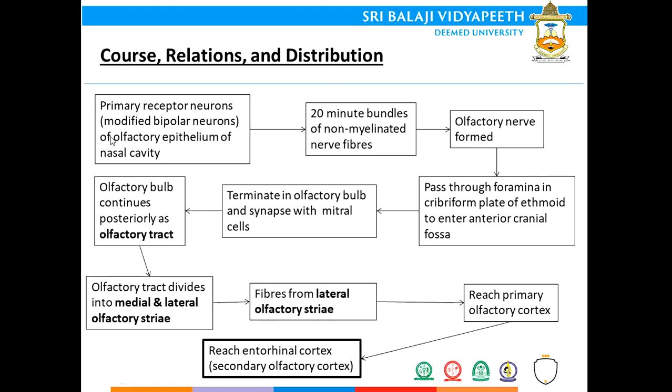olfactory nerve. Now you can see again, within the olfactory epithelium there will be primary receptor neurons. They will pierce the cribriform plate of the ethmoid bone after forming the olfactory nerve. They will terminate in the olfactory bulb, synapsing with the mitral cell, and then the olfactory bulb will continue as the olfactory tract, which will be divided into medial and lateral olfactory stria. Here the fibers from the lateral olfactory stria will go to the primary olfactory cortex, which ultimately will reach the entorhinal cortex.